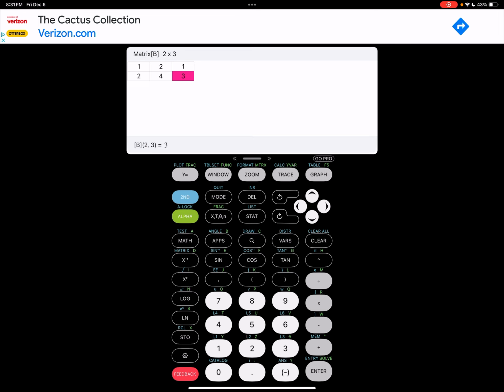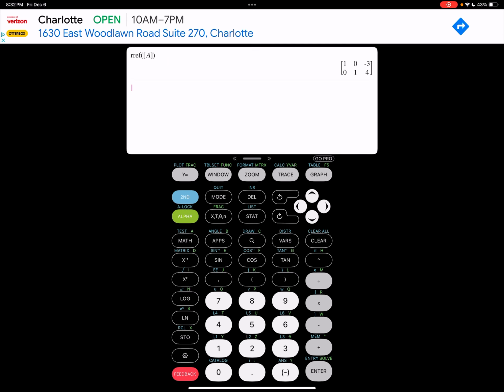2, 4, 3. Okay? Now let me double check, make sure I got my rows correct, make sure my signs are correct. They are perfect. Now, you cannot do anything else because you filled the matrix. You have to hit second and quit. If you don't hit that, you're trying to put stuff in the matrix. Okay? So you got to put second quit. Now we got to solve it.